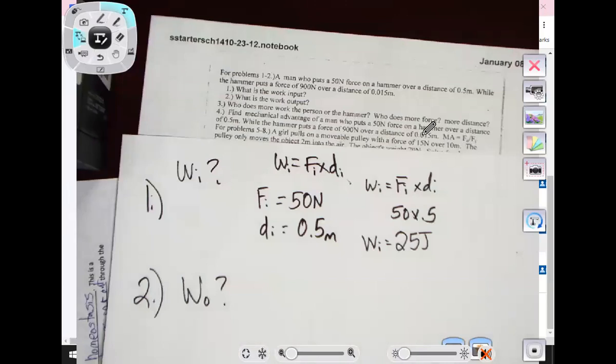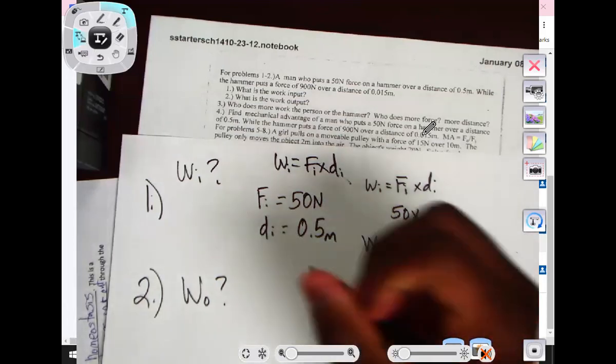All right. So what do we know in this problem for work output? Well, we know the work input is 25 joules, that's correct. And what are some things that it told us in the problem for number two? It told us the force is 50 Newtons. Is that the man's force or the machine's force? The man's force. So right, force input equals 50 Newtons.